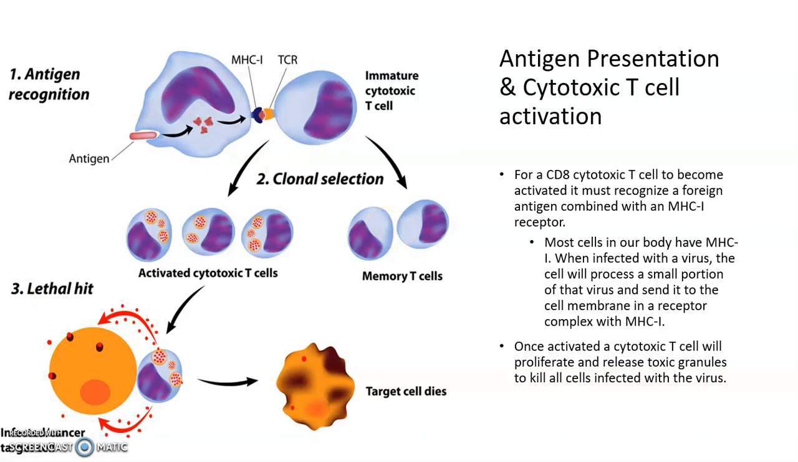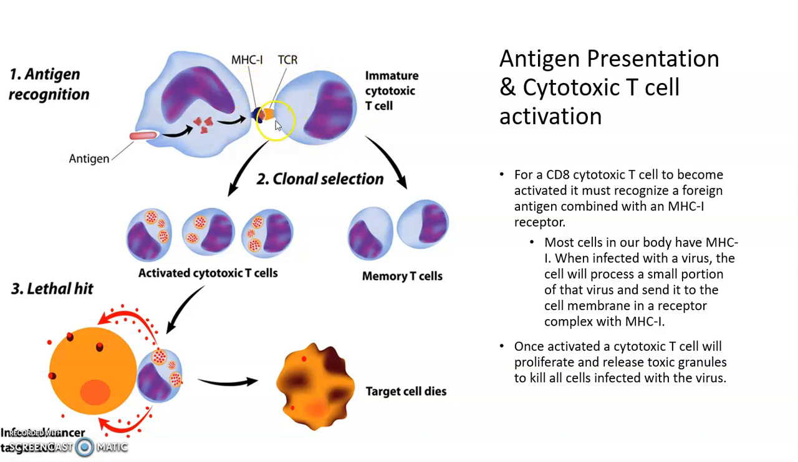So I already talked about a lot of this on the previous slide, but here we can kind of see where we must have a virus-infected cell. So it has taken an antigen, processed that antigen, and then placed a portion of the virus as antigen on the MHC class I receptor.